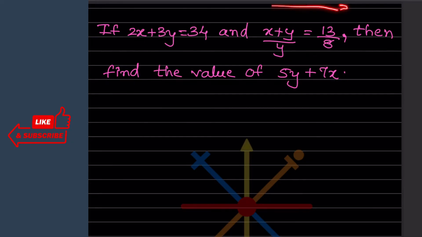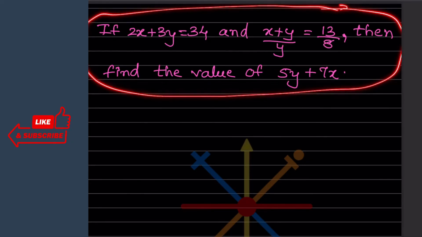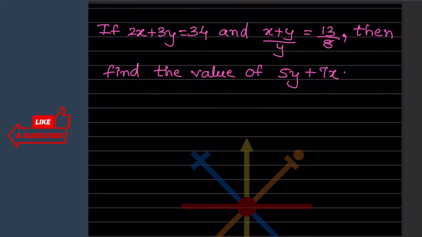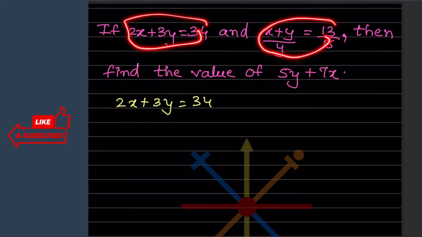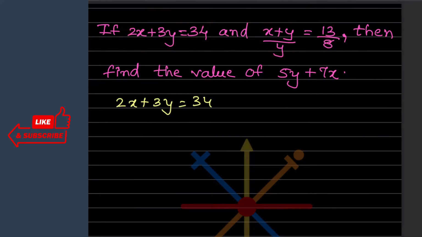So today we are going to see how to solve this question over here. What will we do first? We are going to take this equation, that is 2x plus 3y is equal to 34, and this one. Let us consider this equation as 1. And what will we write here? The next one, that is (x plus y) divided by y is 13 by 8.